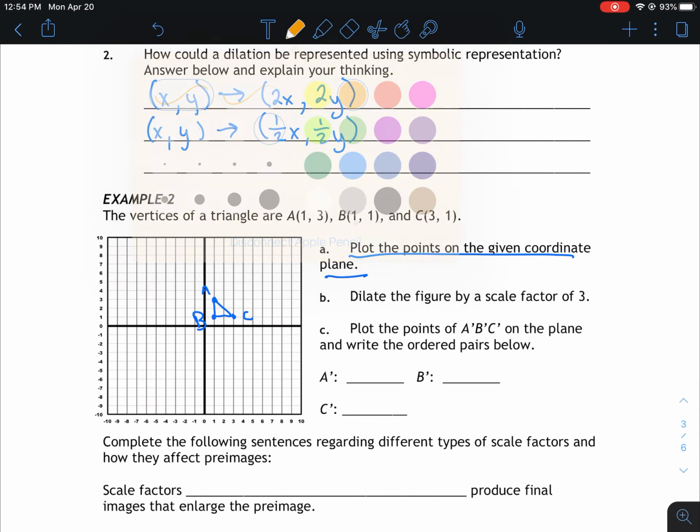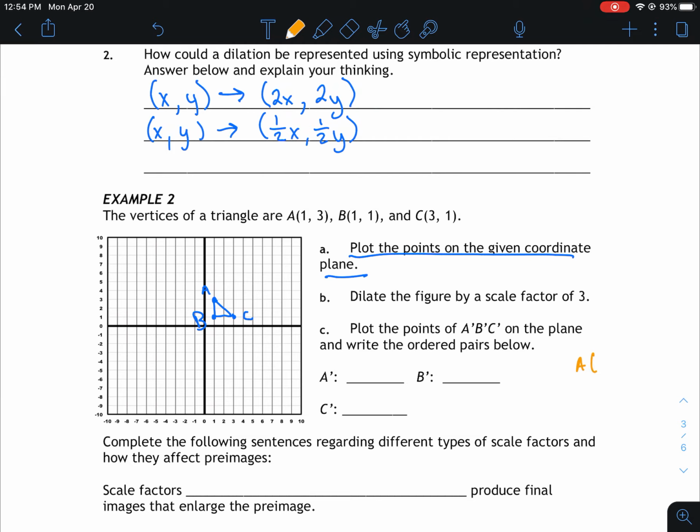Okay, so we're going to dilate it by a scale factor of 3. So that means we're going to multiply each and every value by 3. So when we look at our A values, we have (1, 3). So if we multiply this by 3 and this by 3, we end up with (3, 9). That's our new ordered pair. So if I go to the right 3 and up 9, that is where my new A value is going to be.